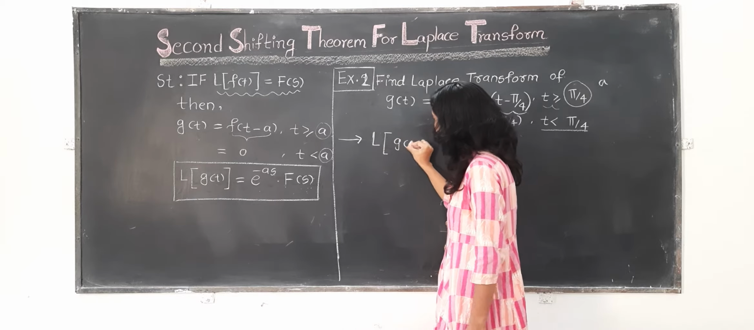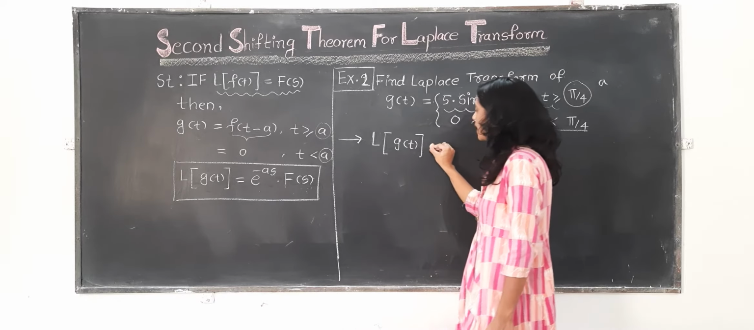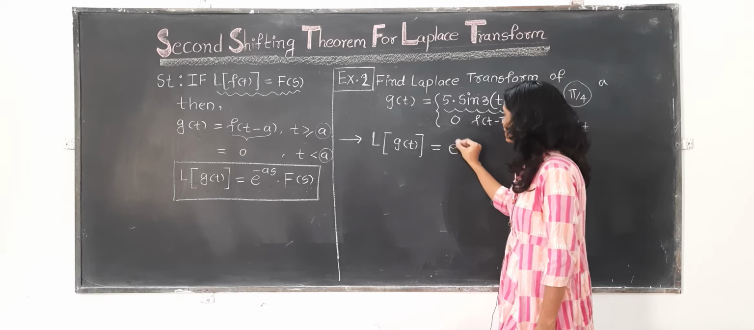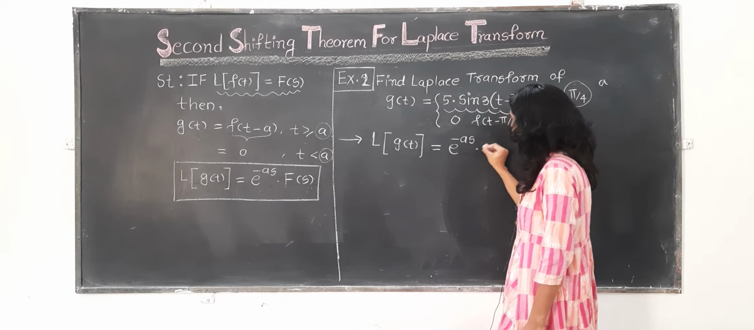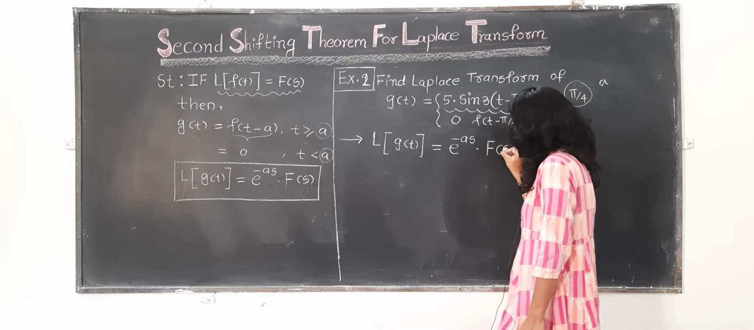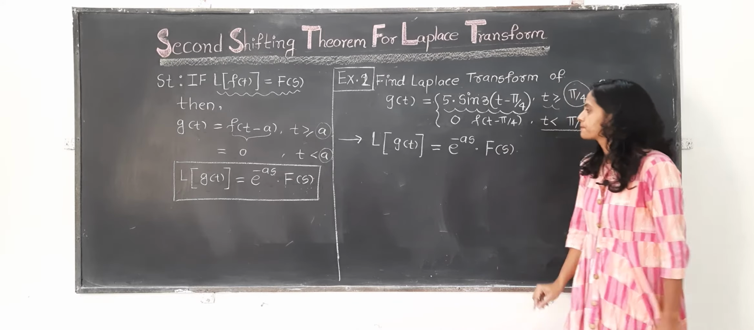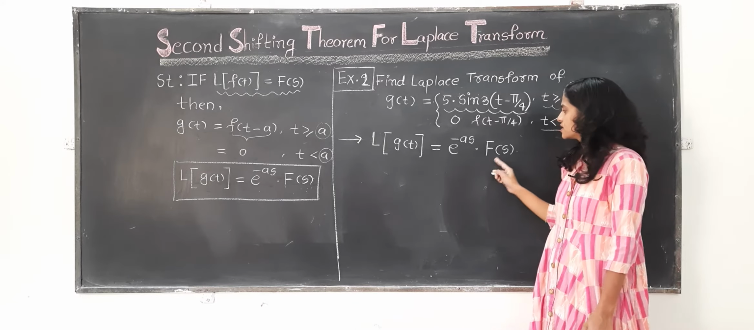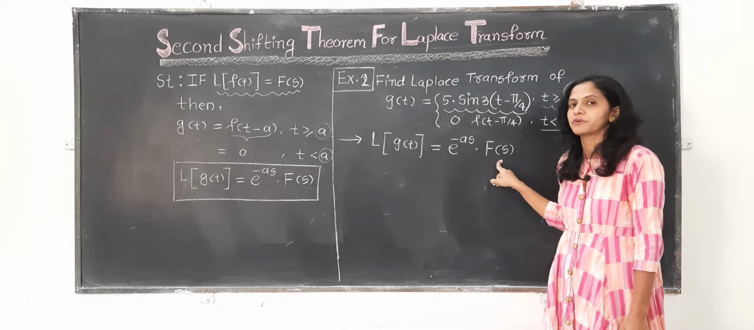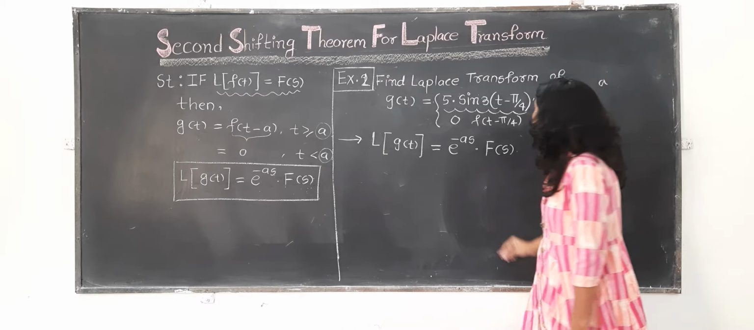So we are using the second shifting theorem. Laplace of g of t is nothing but e raised to minus as into F of s. We know the value of a, we just need to find the value of F of s.